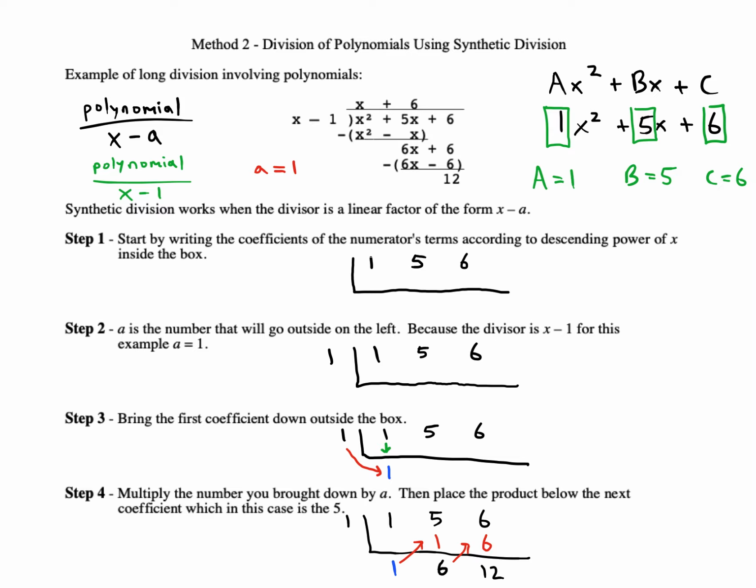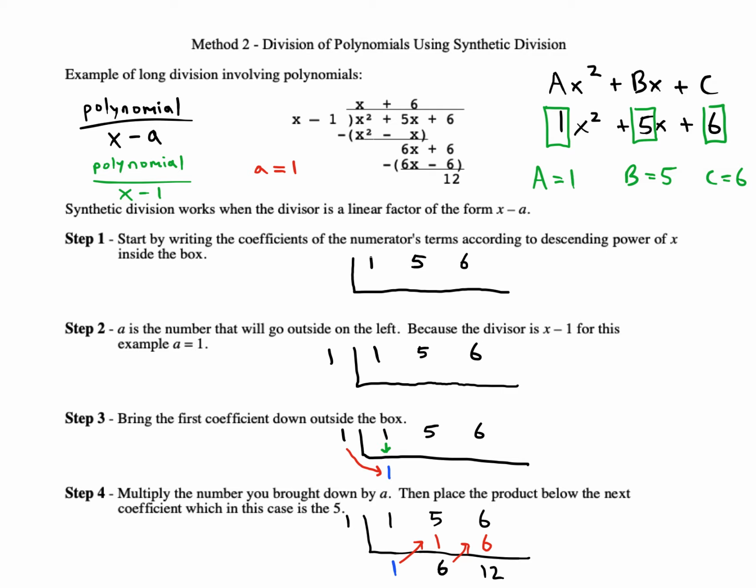Hopefully you can see that there is a parallel between what we're doing here and the long division way of doing it. For example, here we added 5x plus 1x to make 6x, and you can see that we also have a 6 coefficient here. You can see here that we did 6 plus 6 to make 12 at the end, and that's what we have here as well.